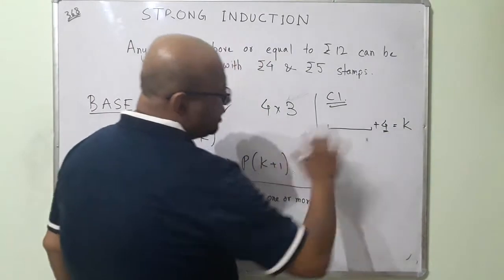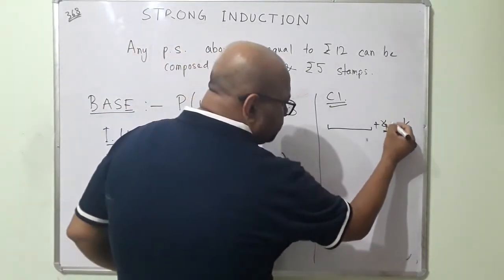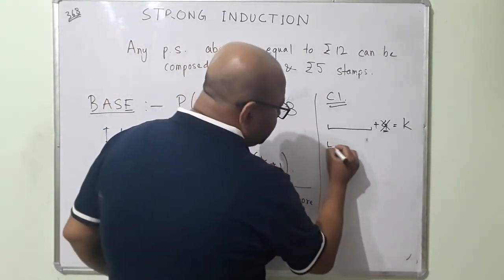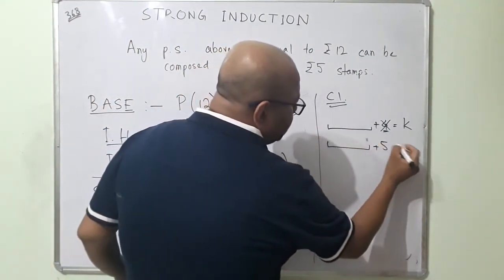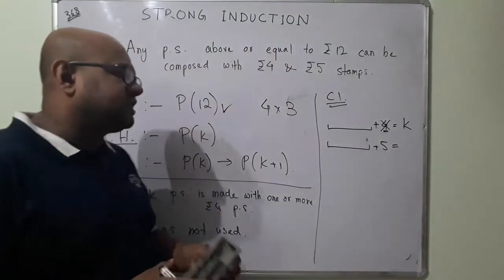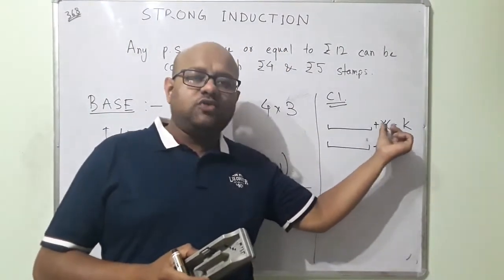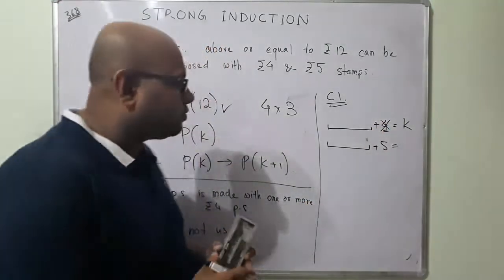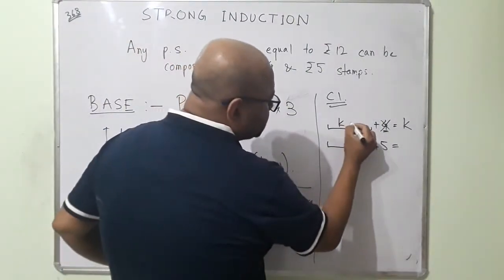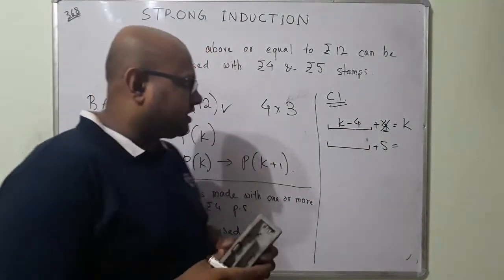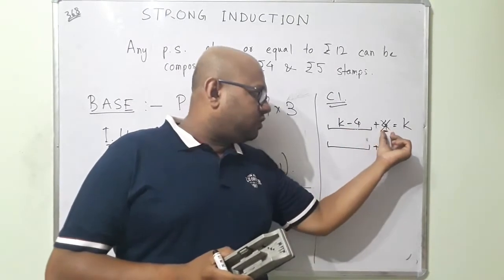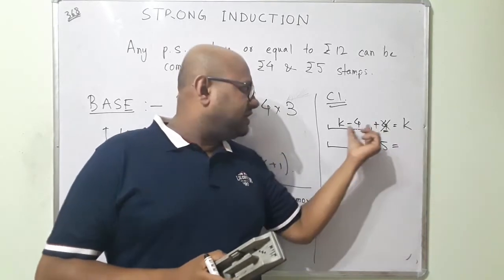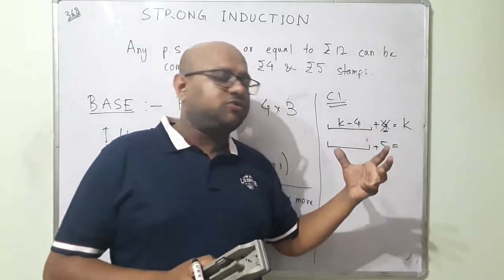Okay, now what are we going to do? We are going to remove this 4 rupees worth of postage stamp. We know at least one of them was used. We are going to remove it. All of the others will stay the same. I will add a 5 rupees postage stamp in its place. So here was k minus 4 rupees worth of postage stamp. So k minus 4 plus one 4 rupees postage stamp gave me k rupees worth of postage stamp. This k minus 4 was also made with 4 rupees and 5 rupees postage stamps.